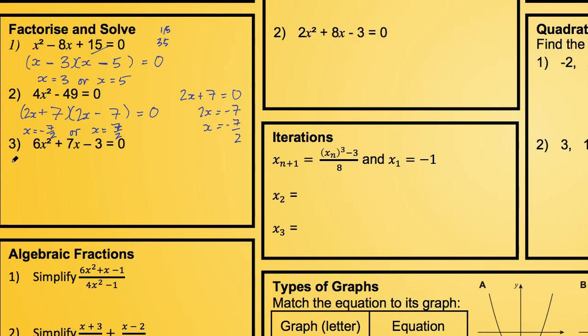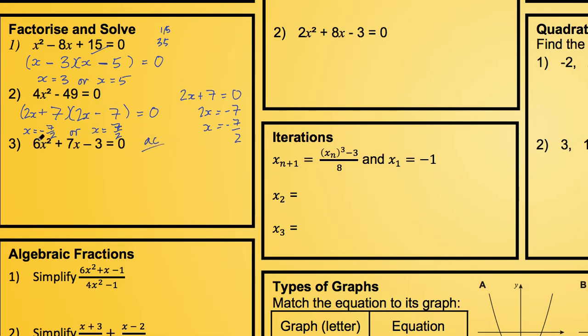This one, I would be doing trial and error to find the two brackets, but I know that I'm starting off with more than 1x squared. So if there's a higher coefficient than 1, we sometimes use that longer method, the AC method it might be called.